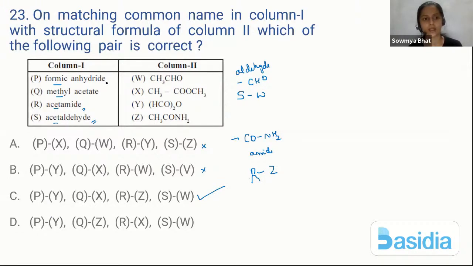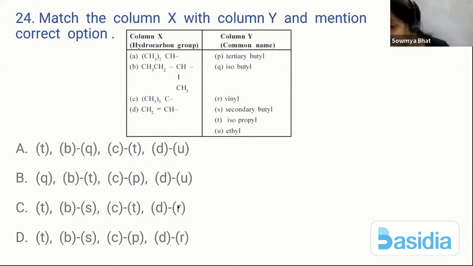P is anhydride. Anhydride is Y. Anhydride is when you take 2 carboxylic acid molecules and heat them in the presence of some acid. So dehydration takes place, and anhydride means removal of water. So from 2 carboxylic acid molecules, a water molecule is removed. Methyl acetate, this is the ester. So the correct answer is option C. We have no other answers so far. I'm going to the next one.